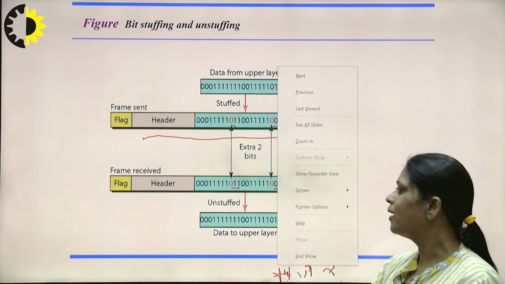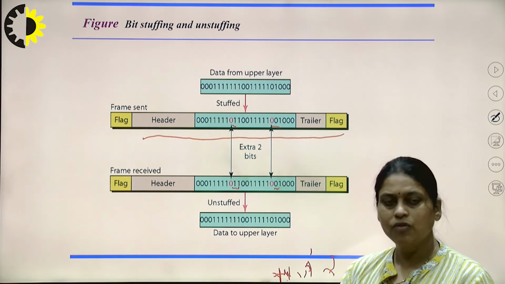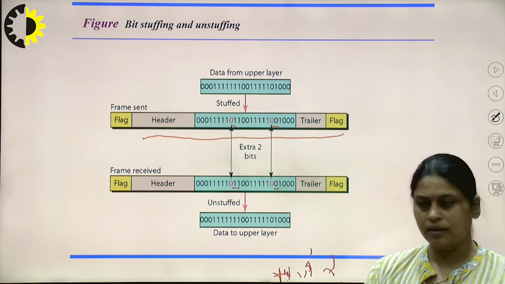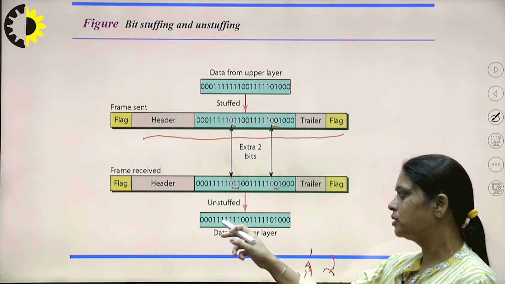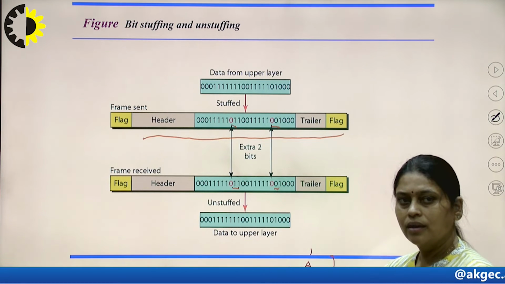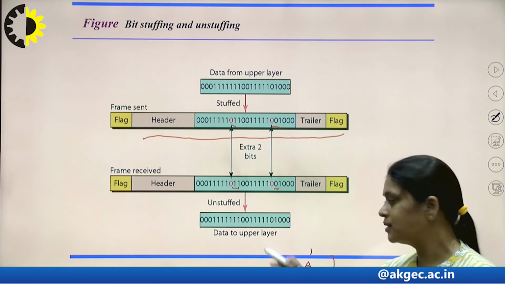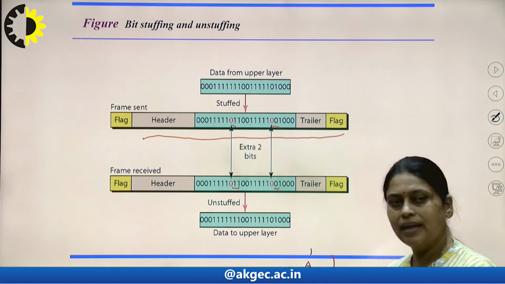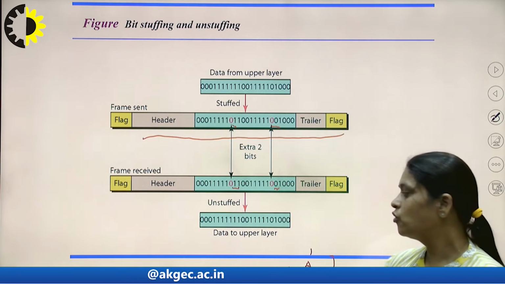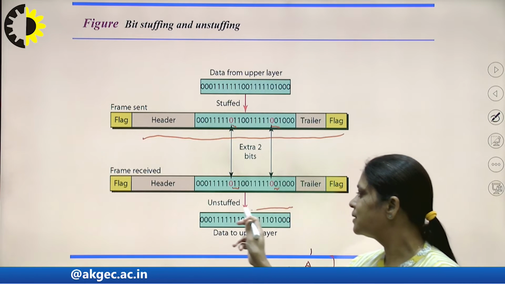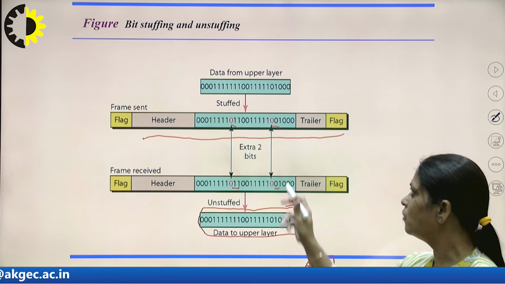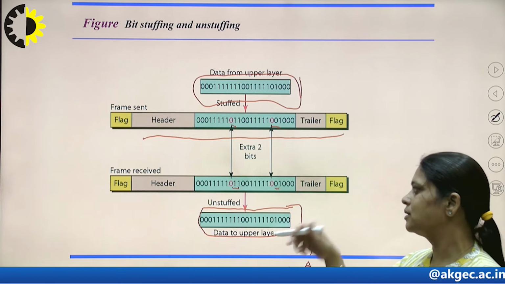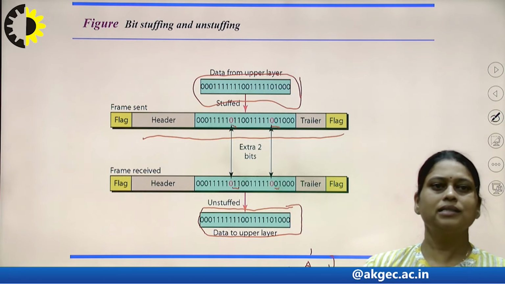Now there is a need for unstuffing. Before receiving the actual data at the destination side, we perform the unstuffing method. Again we count, after 5 ones, we remove that 0. Again we check the data. If again we receive 5 ones then 0, we remove that 0. So finally the data is received in its actual form, which was sent by the source.